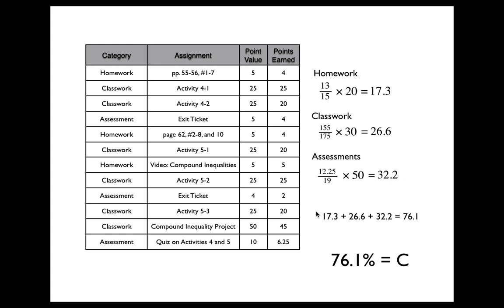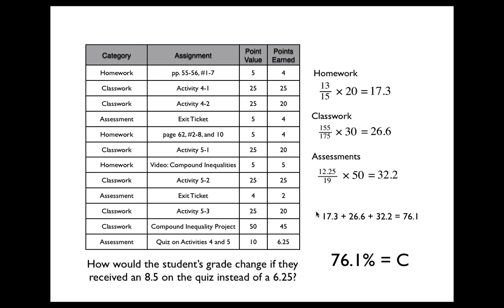Now, this student did a lot better than the previous student, but it still wasn't enough for a B. Now, let me ask you a question. How would the student's grade change if they received an 8.5 on the quiz instead of a 6.25? See this quiz right here? The student only got about 6 questions right, and then maybe partial credit on a 7th question out of a 10-question quiz. Now, what if they got 2 more points right and maybe a few more points on that other question?